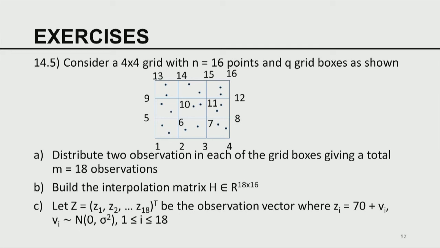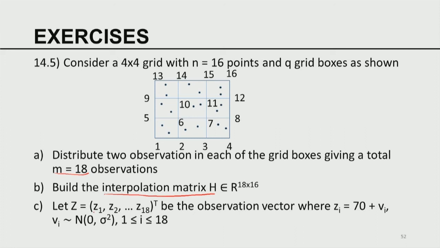I would like to now combine a couple of problems. You consider the 4D grid with 16 points. I am given 2 observations at each location. So distribute 2 observations to each of the grid boxes. M is equal to 18 observations. There are 16 points. It is an overdetermined system. Build the interpolation matrix H, which is 18 by 16.